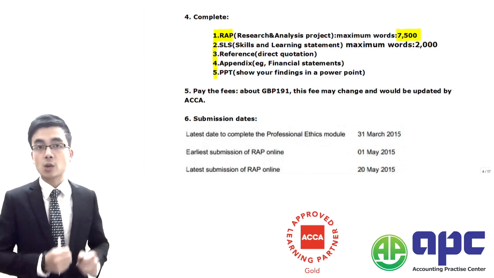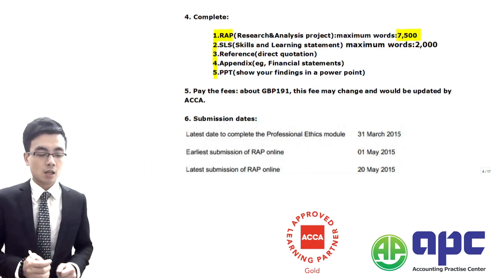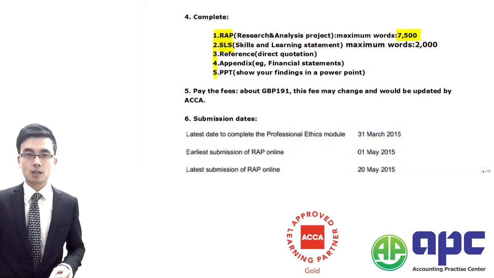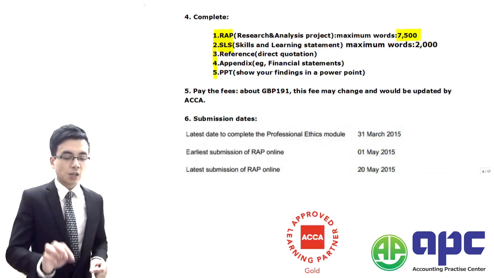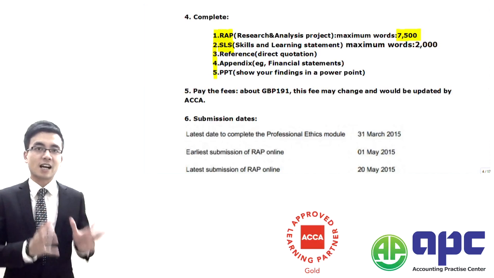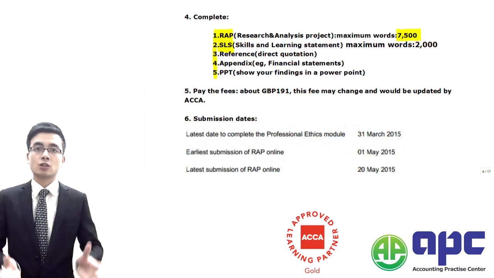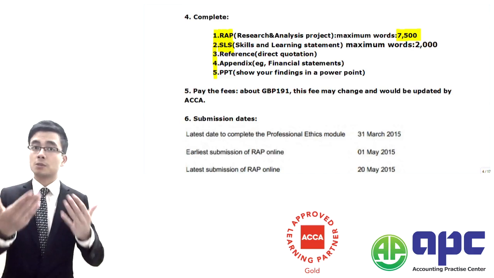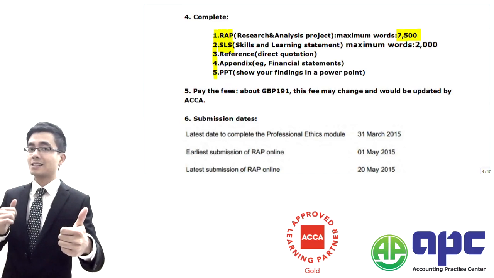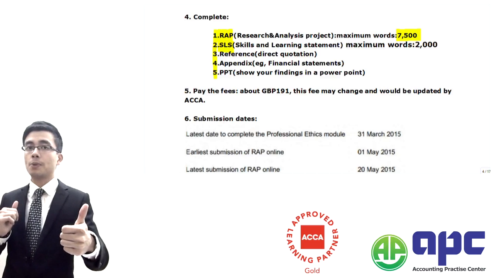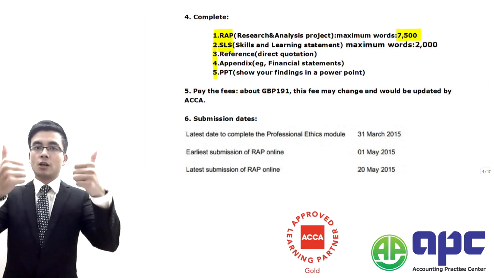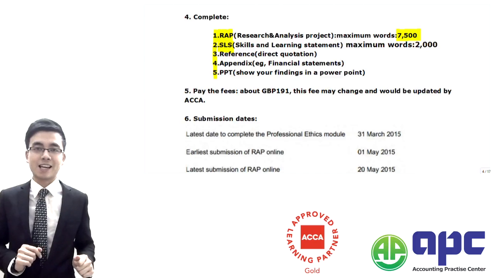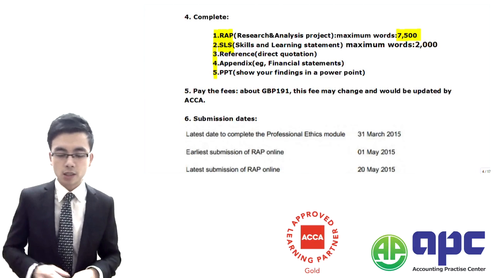So not only are we going to deal with the RAP correctly, we're also going to show the SLS, which is the Skills and Learning Statements. The Skills and Learning Statements is just a statement saying what you have learned from the process of contacting your mentor. This is the first one. And secondly, what you have learned from preparing the RAP project. So these two parts should be included in the SLS statement here. The maximum is 2,000 words.